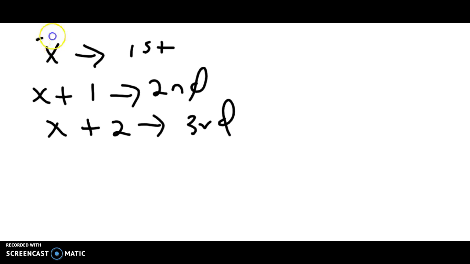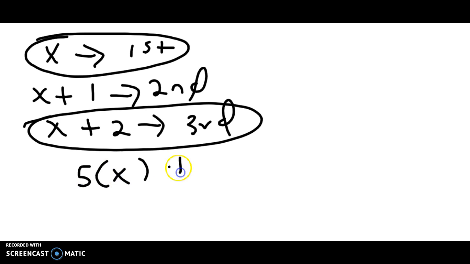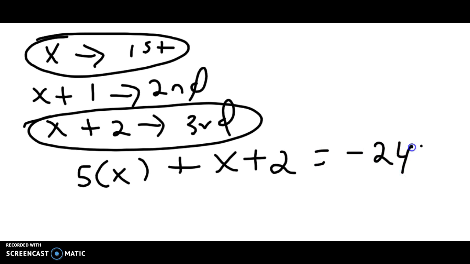So all they want me to do is use the smallest one and the largest one, and we're still going to get the right answer. So it says 5 times the smallest one plus the larger one, and that's going to equal negative 244. So we're going to do the same thing. We're going to combine our like terms.